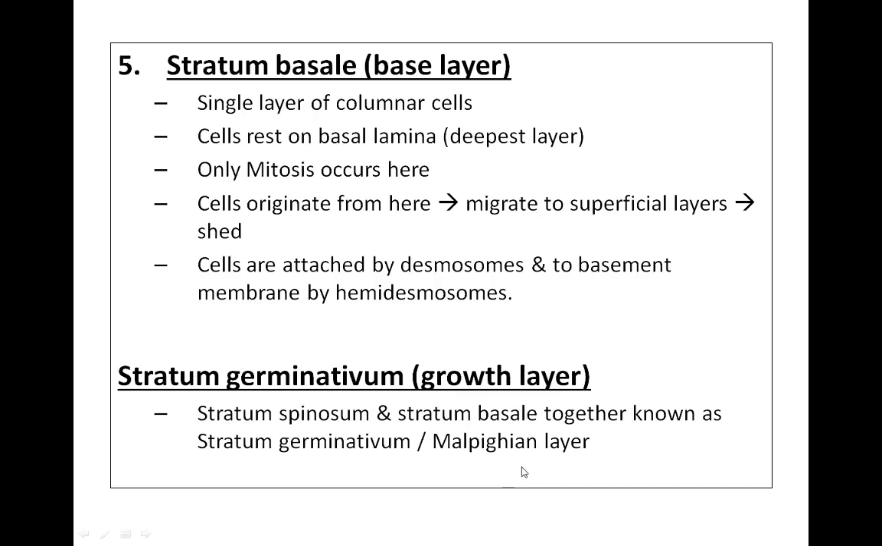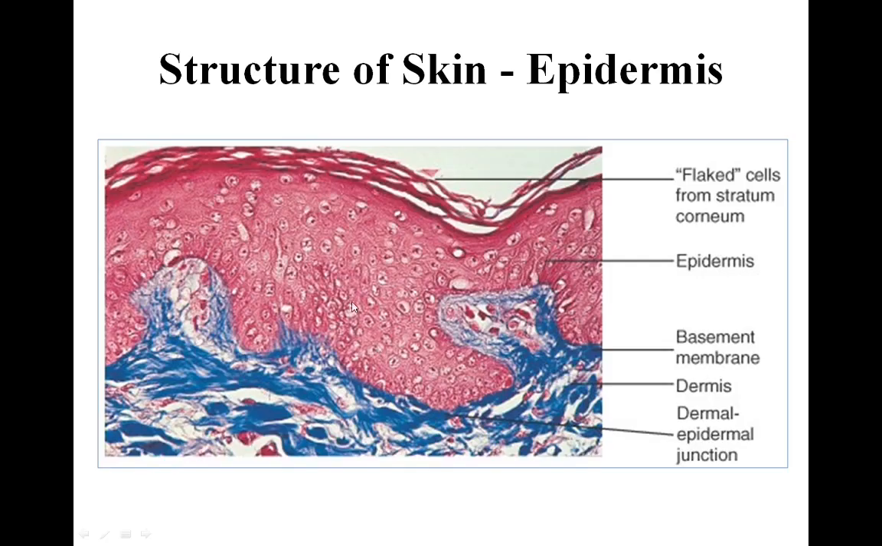It is also known as the Malpighian layer of the skin. So this is your epidermis. This is the basal layer. This blue part is the dermis. The pink structure is the epidermis. This is our keratin. This is the stratum corneum layer.